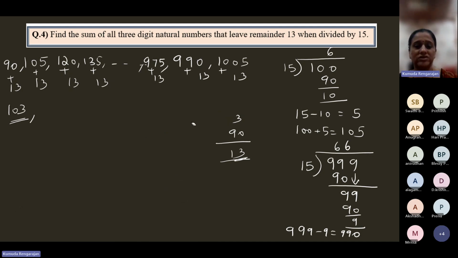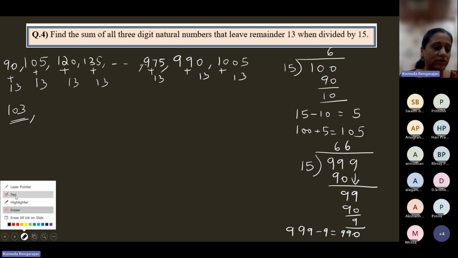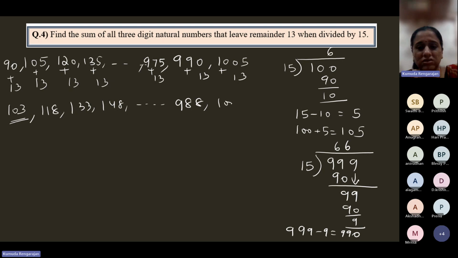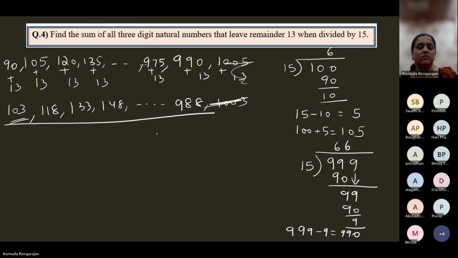Now we are generating the AP of all 3-digit numbers that leave remainder 13 upon dividing by 15. So 105 plus 13, 118. Please check my addition. 133, 148, then 988, and 990 plus 13 is 1003. You don't have to check this at all. So this is the AP from 103 to 988. This is the AP of all 3-digit numbers that leave remainder 13 when divided by 15.